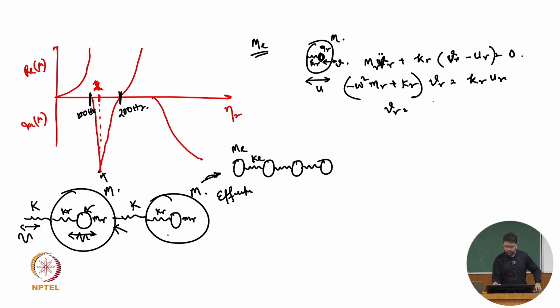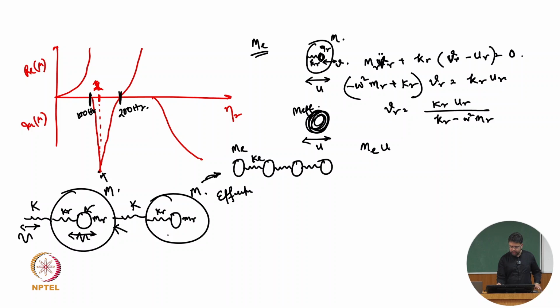So now what will be v? v will be kr u divided by kr minus omega square mr. So we get the v. Now what are we doing? We try to mimic the full thing. We have an M effective, and ME is also moving with the u velocity. So ME u dot should be equal to the momentum of the other system. The momentum of the other is M into u dot plus mr into v dot.